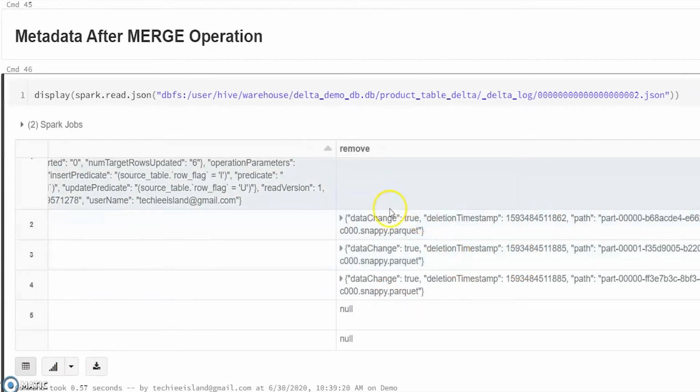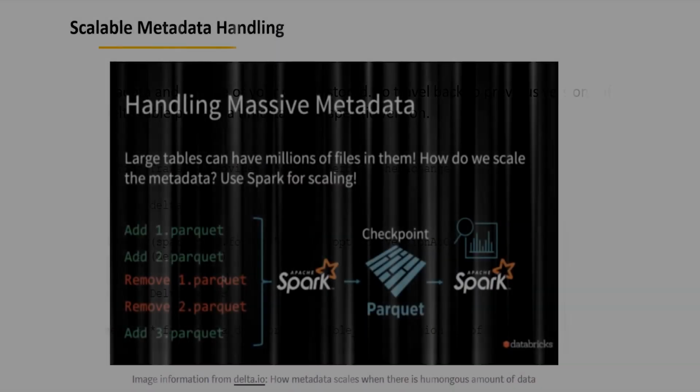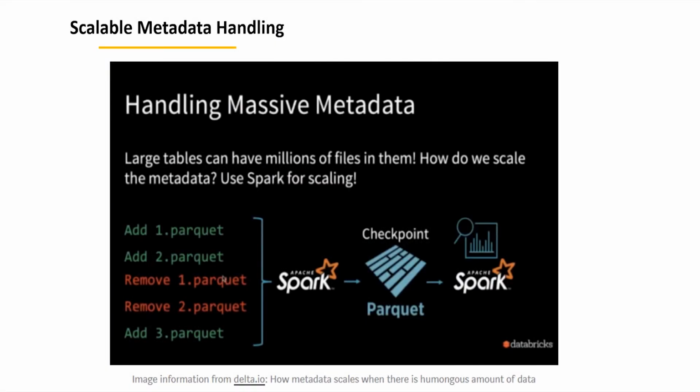This stale data will be removed automatically after 7 days by default. This is configurable based on your project requirement. What is scalable metadata handling? Large tables will have millions of Parquet files, where maintaining the metadata is a difficult process. The metadata I mean here is the transactional log files under the Delta log directory.